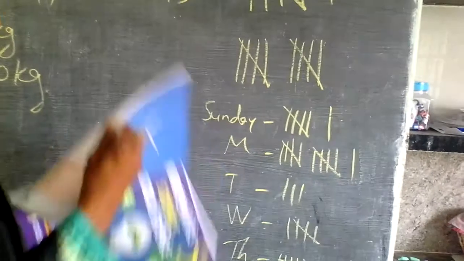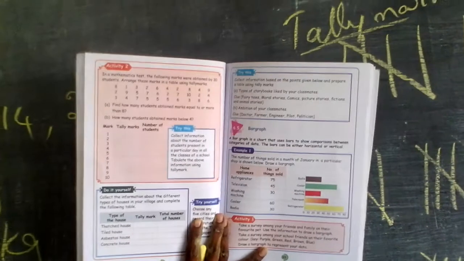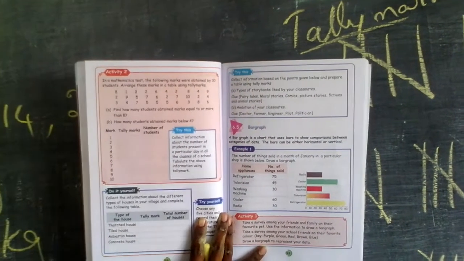That was activity 1. Similarly, activity 2 you try it. It's very simple. This also you try it.